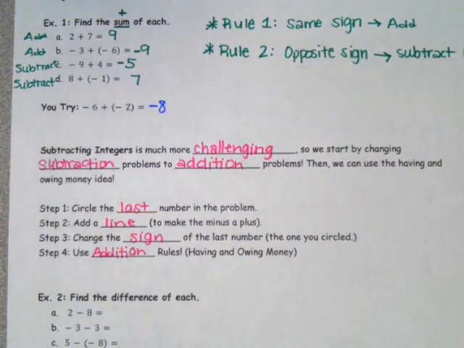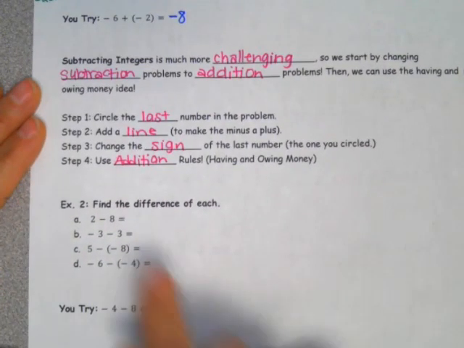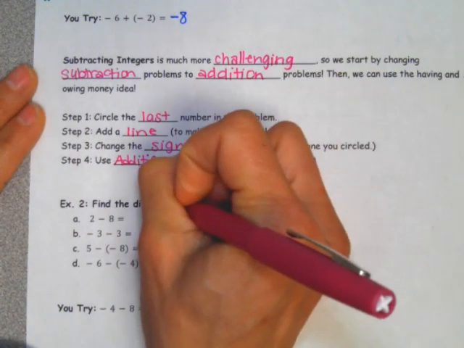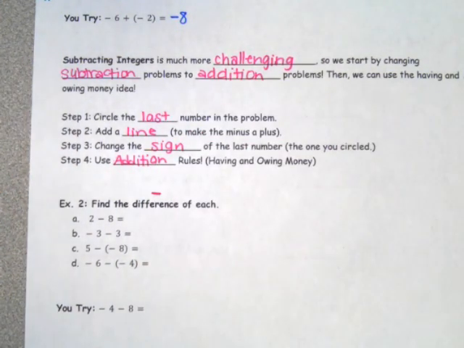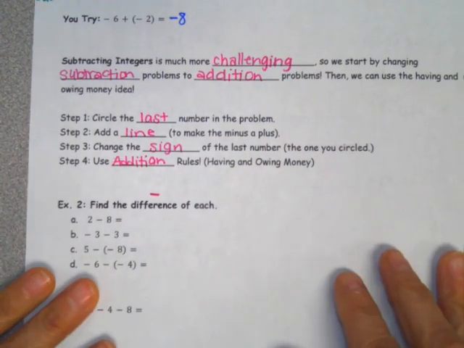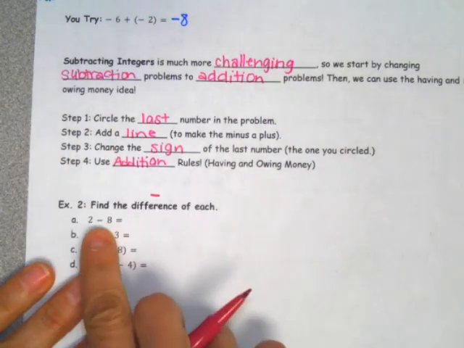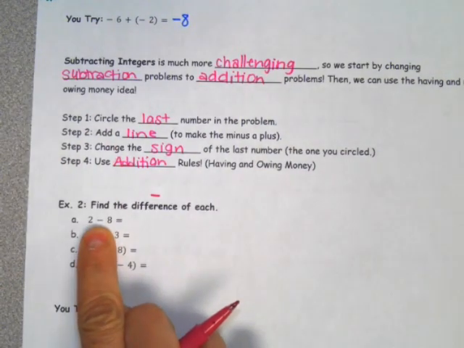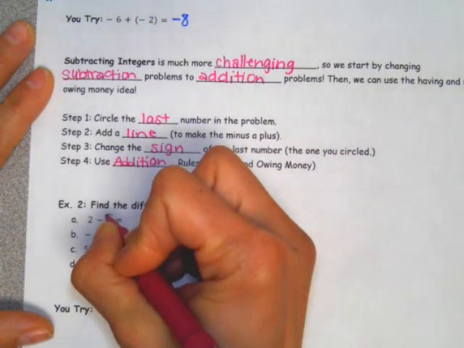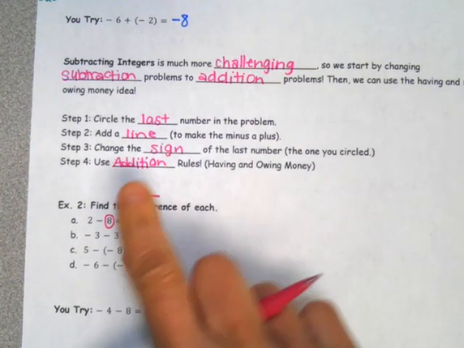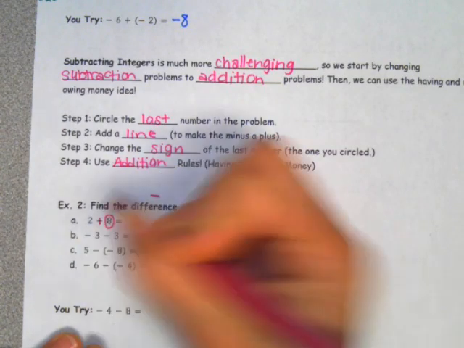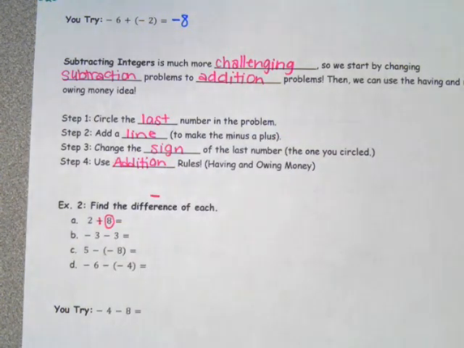So, for example, when you look at this, first of all, it'll usually say find the difference. Difference means subtraction, all right? But again, it doesn't mean we're always going to subtract necessarily. So we're going to use our rules here. Step one, you look in the middle. If there's a subtraction sign in the middle, you circle the last number in the problem. All right, I circled it. Then you add a line to make the minus a plus.